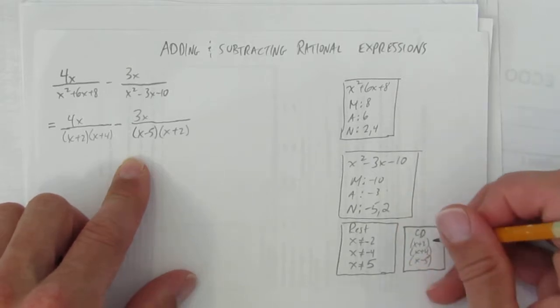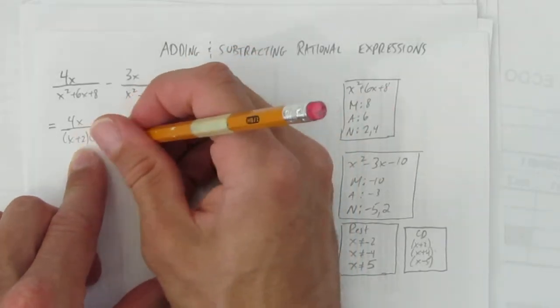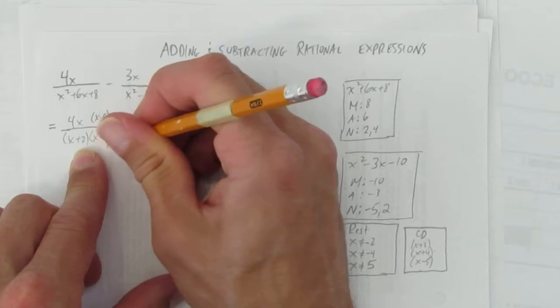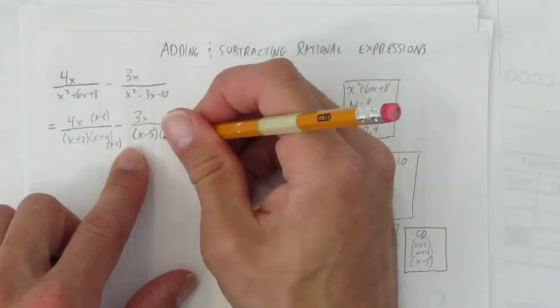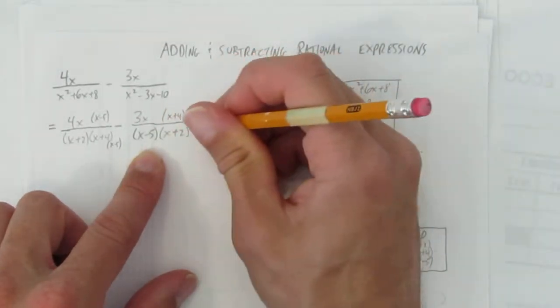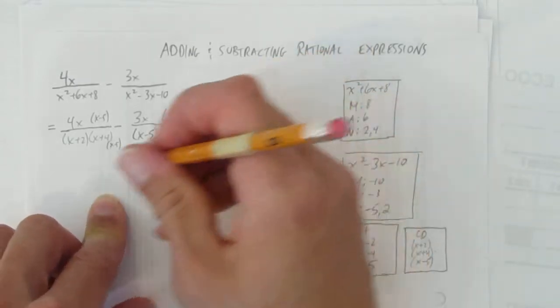Now that I've got this common denominator shown, please show your restrictions, show your common denominator. That's why I'm going to multiply this by the common denominator it's missing. So multiply the top and the bottom by x minus 5. And I'm going to multiply this one by what it's missing. It's got the minus 5 and the plus 2. It's missing x plus 4. So I'm going to multiply top and bottom by x plus 4.